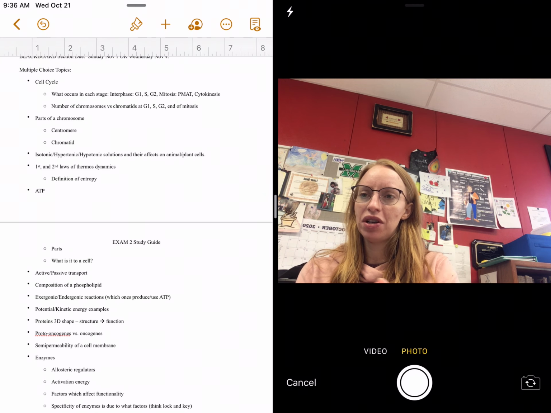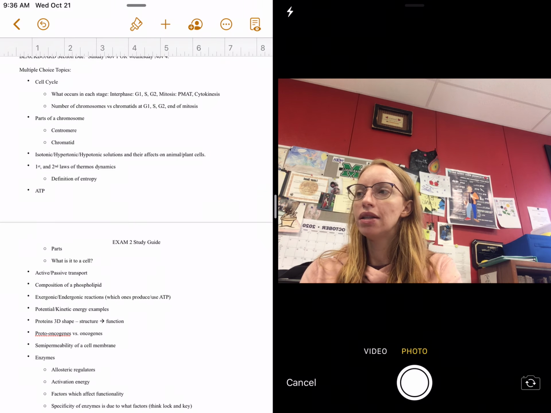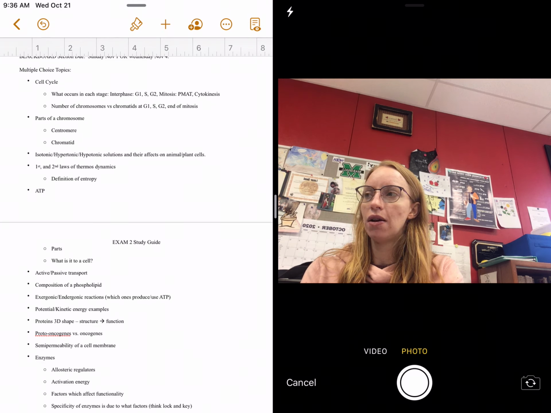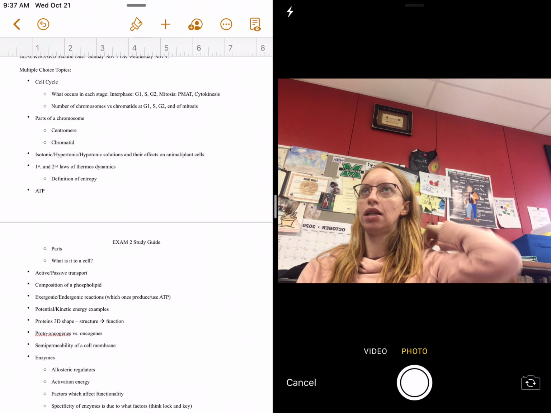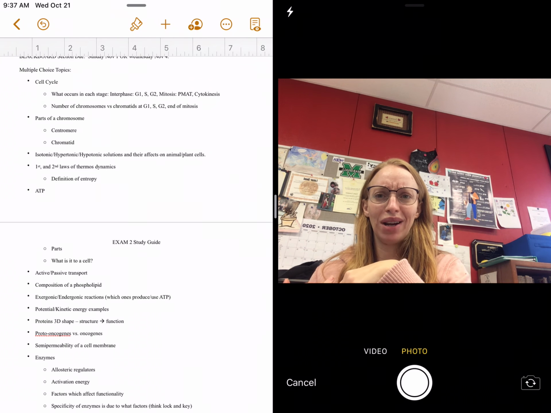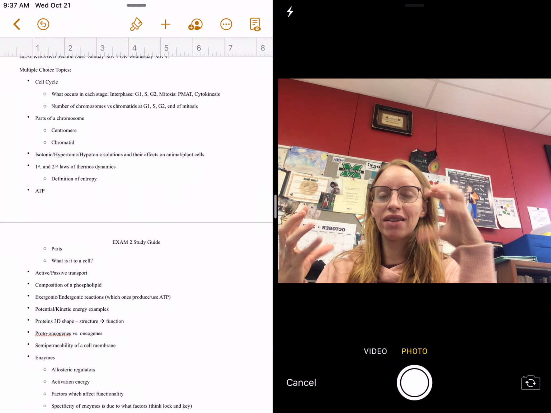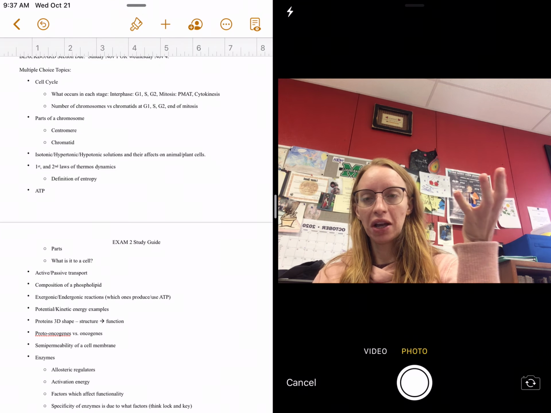Then you need to know isotonic, hypertonic, hypotonic, and their solutions' effects on animal and plant cells. So on your test, you have a couple of questions that ask you how a cell would act if it were placed in different solutions. If you put an animal red blood cell in a hypertonic solution, that means there's more stuff on the outside than there is on the inside, the water would leave that red blood cell and it would cause the red blood cell to shrink or shrivel up.